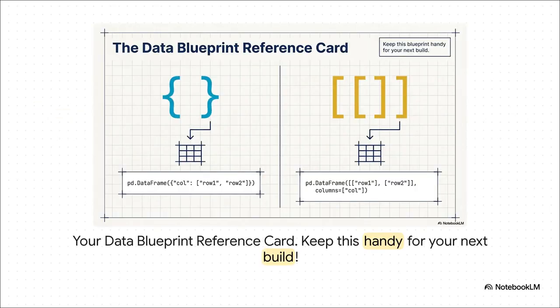And to help you on your way, here's a handy little reference card. Think of it as your data blueprint. On the left, you've got the syntax for the column-centric dictionary of lists method, and on the right, the row-centric list of lists method with that all-important columns argument. Definitely keep this one nearby for your next project.